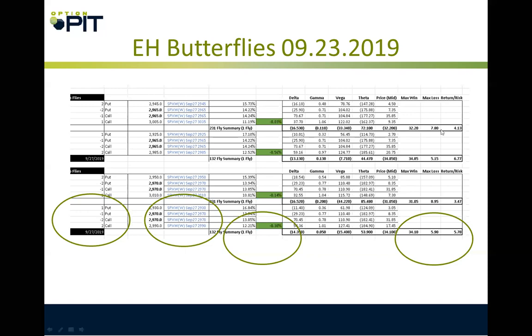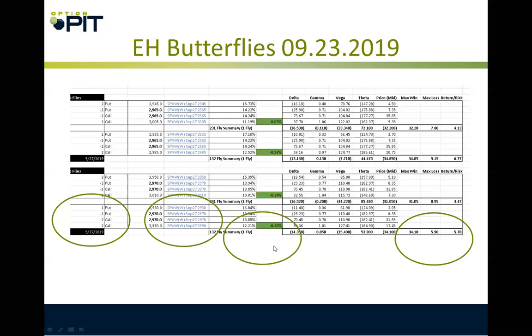Now down here, this actually tells you the cost of this fly was $5.90. Potential gain of 34.10. That's if everything happens perfectly by expiration. Your risk reward is almost 6 to 1. Which doesn't sound too bad, right?